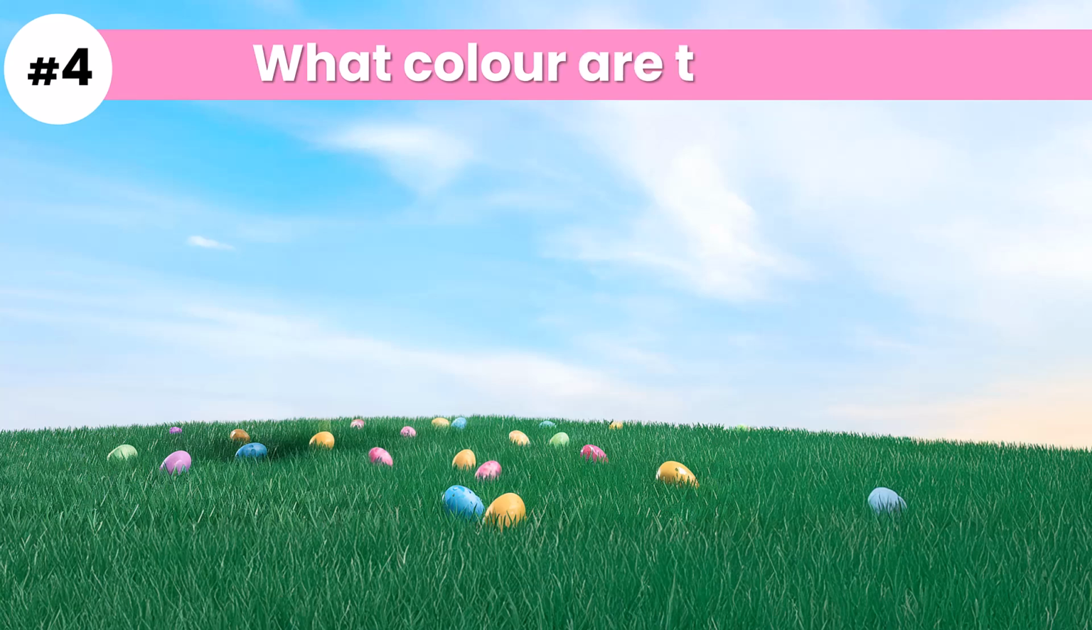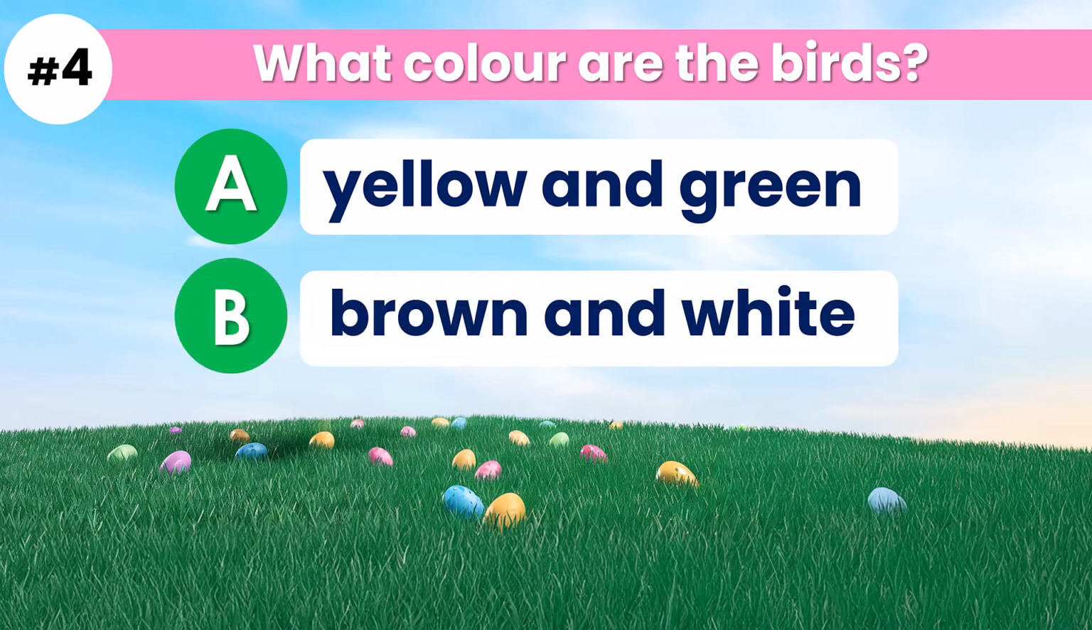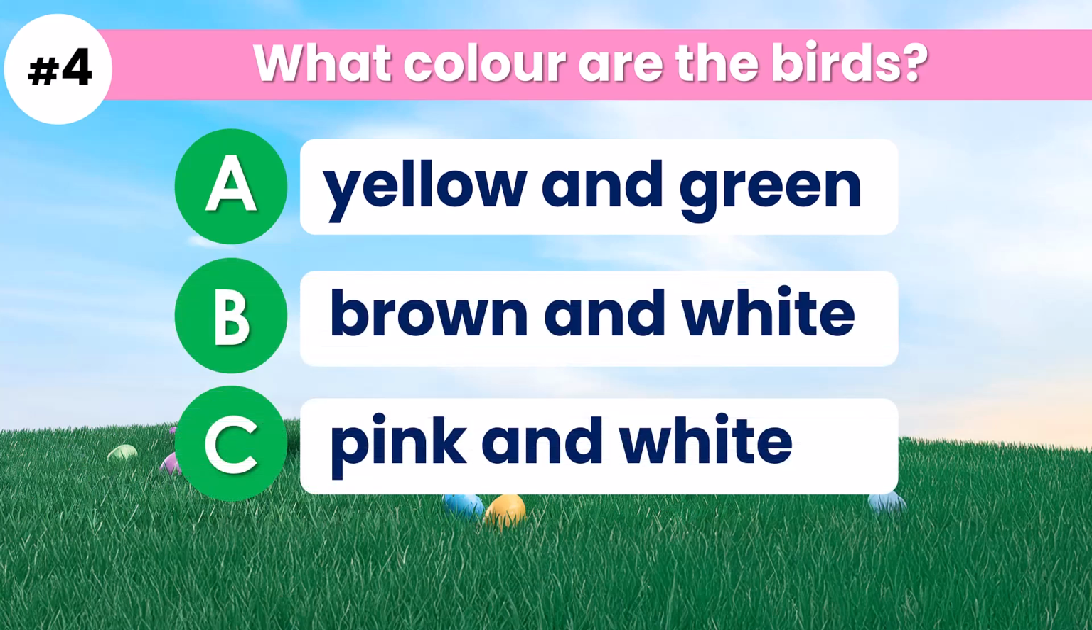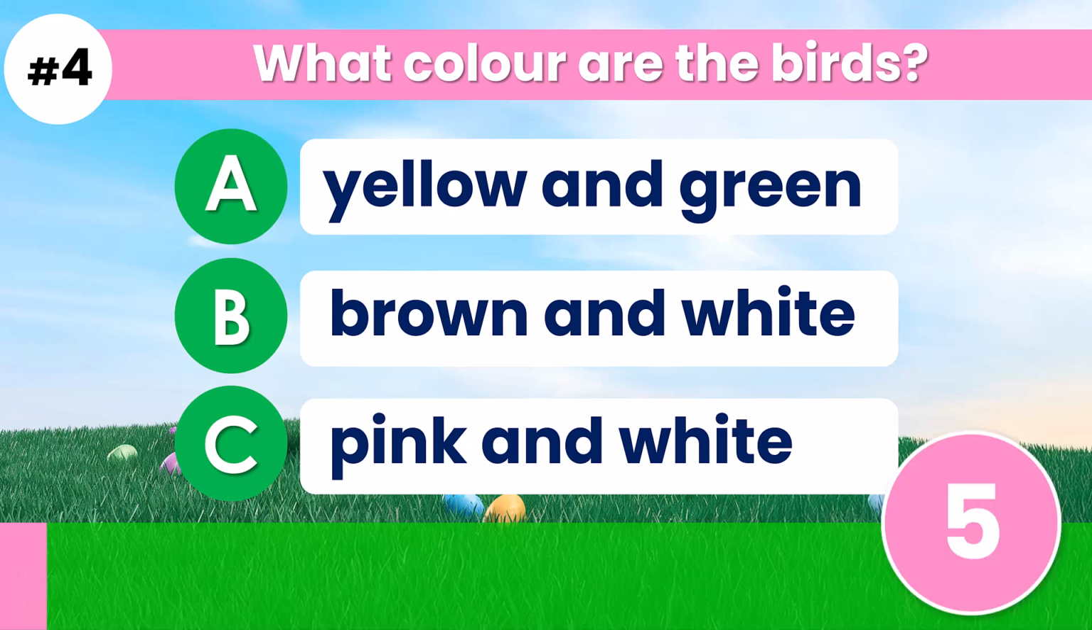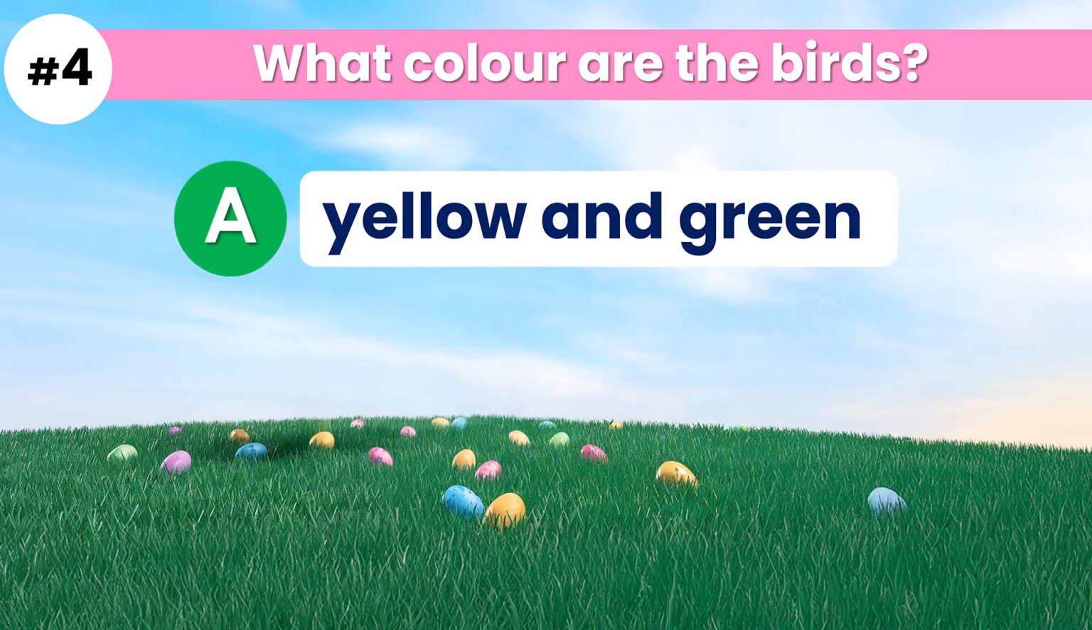Number 4. What color are the birds? A. Yellow and green, B. Brown and white, or C. Pink and white? The correct answer is A. Yellow and green.